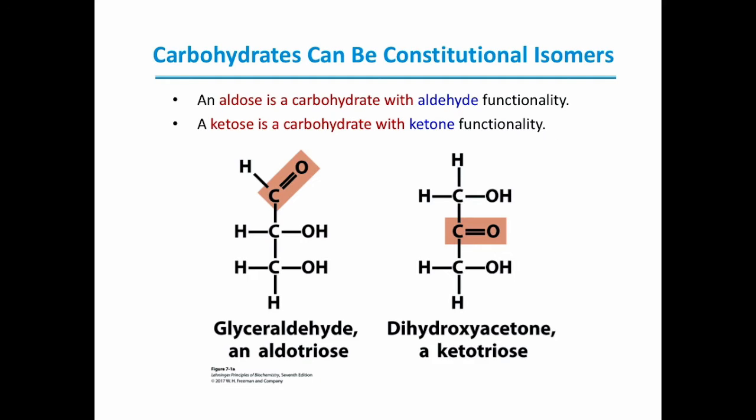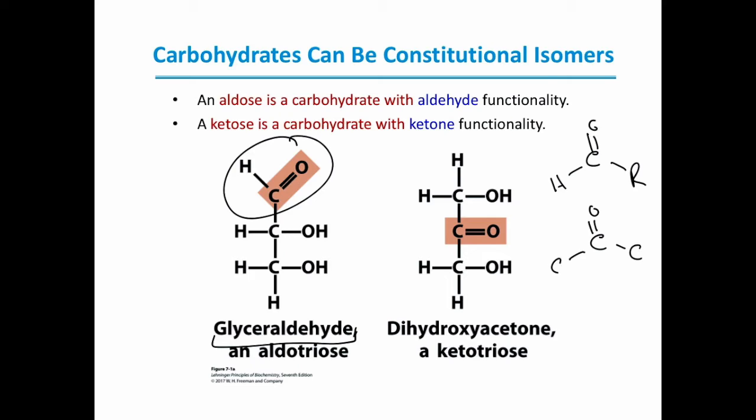So here would be an example of an aldose, glyceraldehyde. It has an aldehyde. So with an aldehyde functional group, you have a hydrogen attached to the carbonyl carbon. But with a ketone, you have carbons on either side of the carbonyl. So glyceraldehyde would be an example of an aldotriose. It's an aldose because it has an aldehyde, and it's a triose because it has 3 carbons. And then this would be a ketotriose, 3 carbons with a ketone functionality.